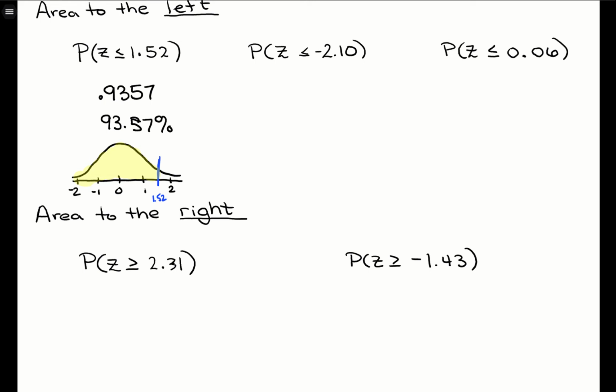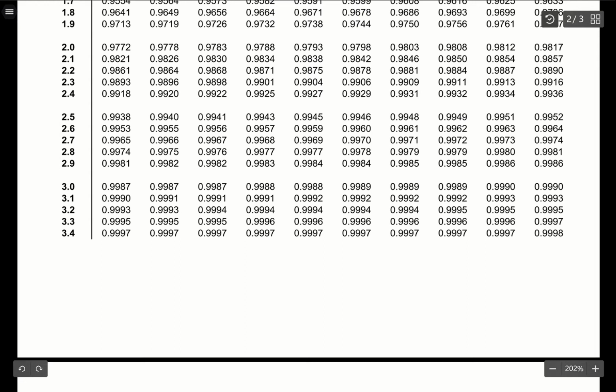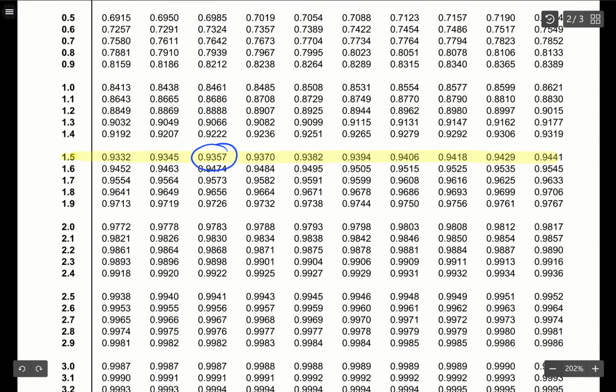For this case of area to the left of a -2.10, I can then think about that picture first, just to get an idea of if I'm on the right track or not with my numbers, or kind of have an idea of the probability before it's calculated. So -2.10 is going to be actually out here even, beyond where I graphed, and then we want the area to the left. This should be a pretty small probability. So let's go to our table and see where -2.10 pops up.